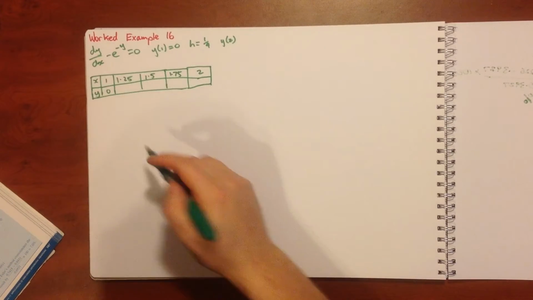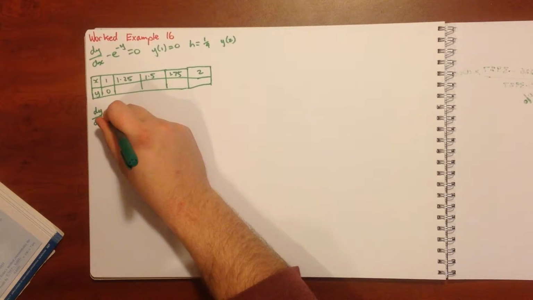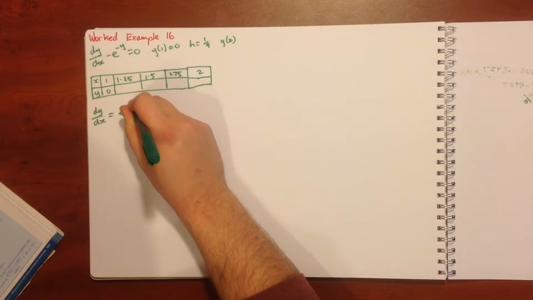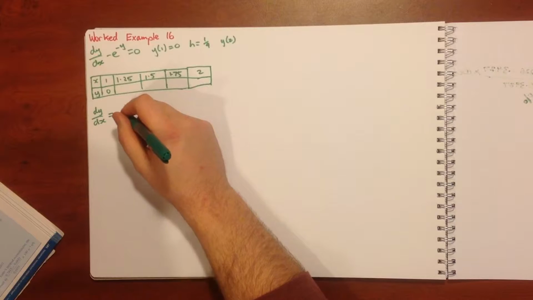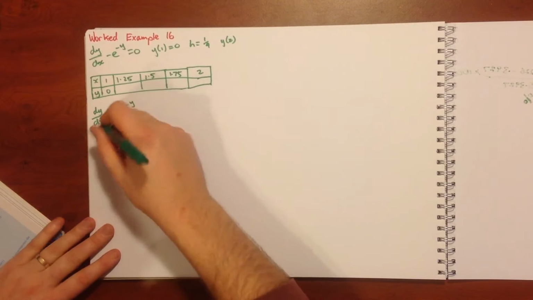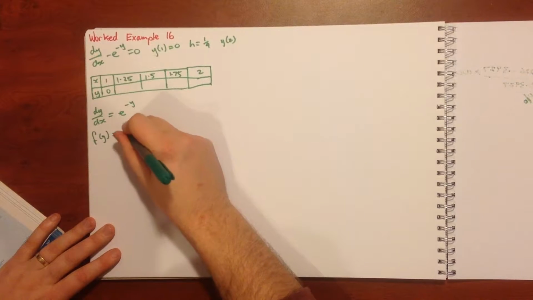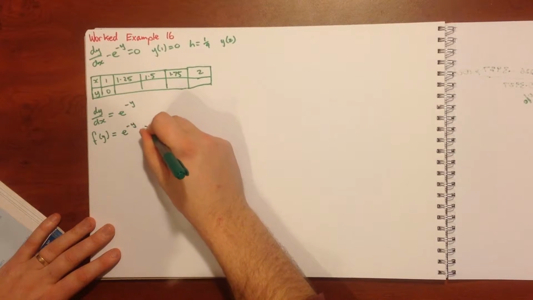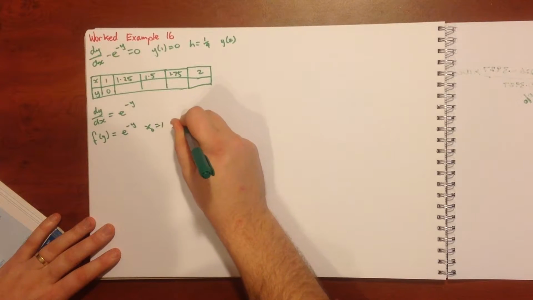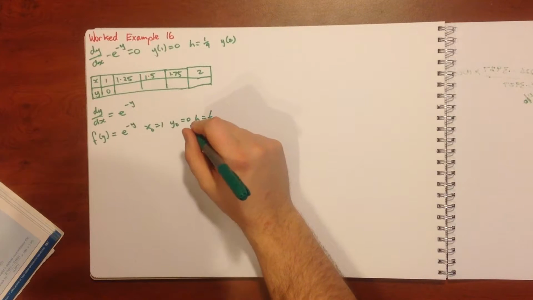We need to rearrange this a little bit and say our dy/dx is equal to e to the negative y. So that means our f of y equals e to the negative y. As I said, x naught equals 1, y naught equals 0, and h equals a quarter. So we can set up our equation now.